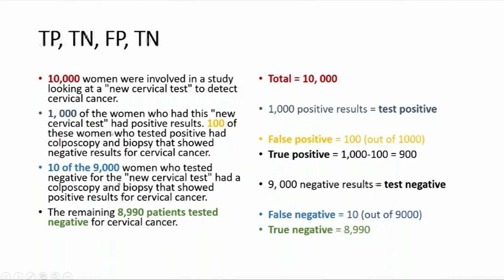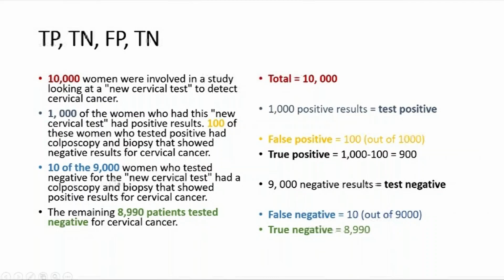100 out of these 1,000 who tested positive had colposcopy and biopsy that showed negative result for cervical cancer. So that means 100 is false positive, because the screening test showed they were positive, but a confirmatory test went ahead to say they are negative. So 100 out of 1,000 are false positive. Then the remaining 900, that's 1,000 minus 100, are the true positives.